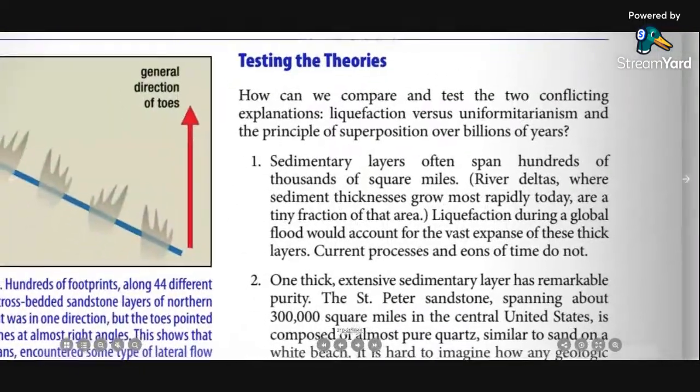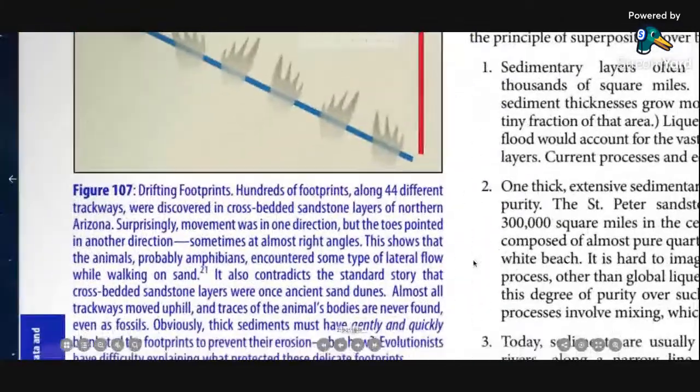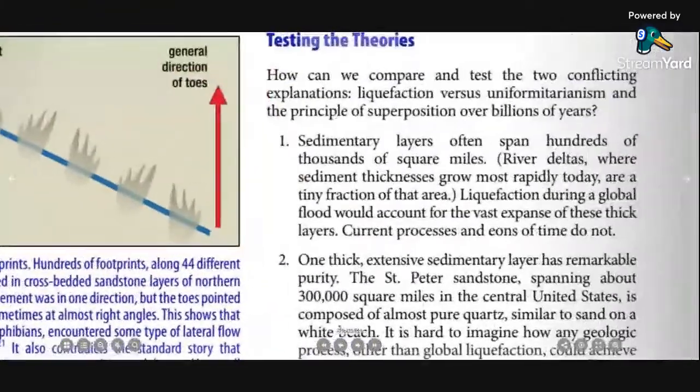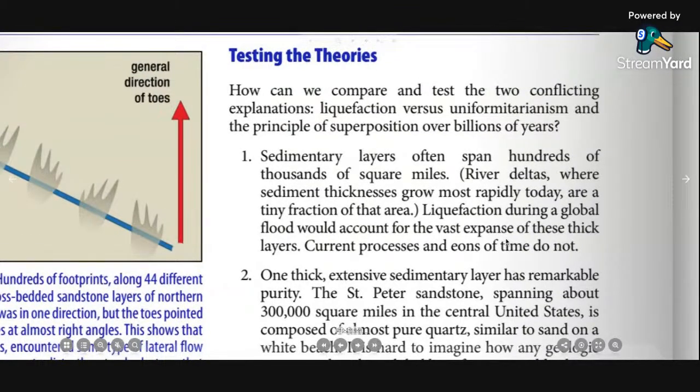Testing the theories. How can we compare and test the two conflicting explanations, liquefaction versus uniformitarianism and the principle of superposition over billions of years?